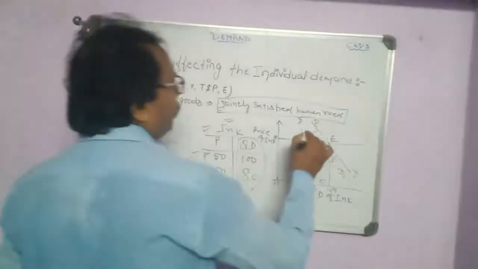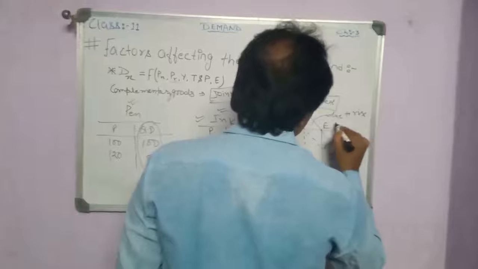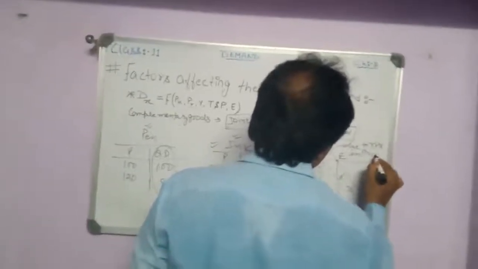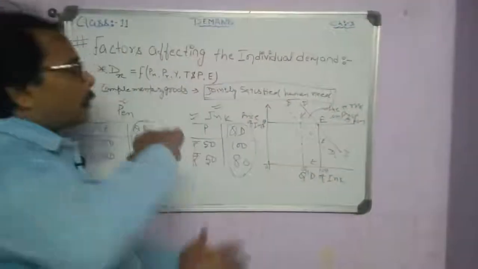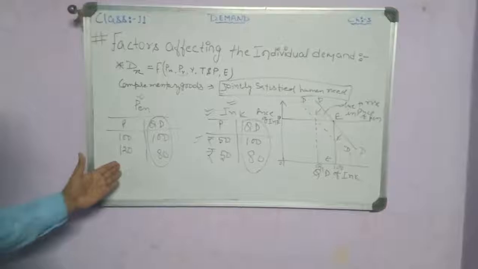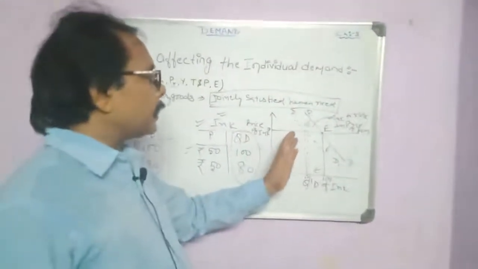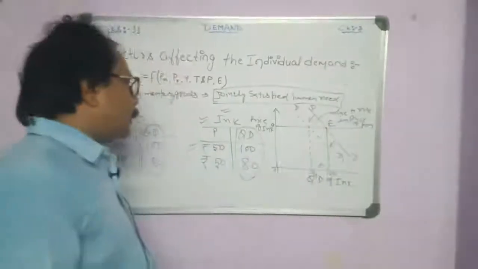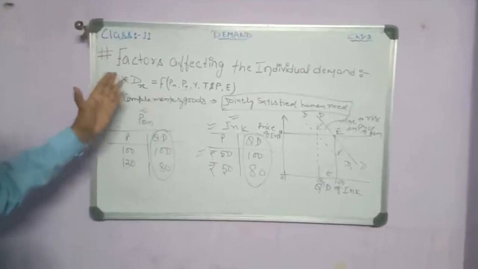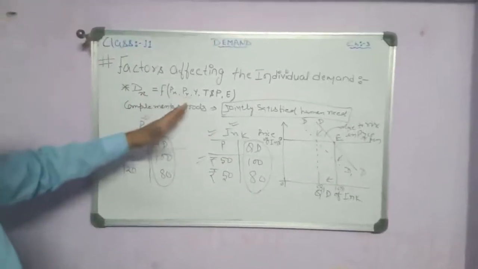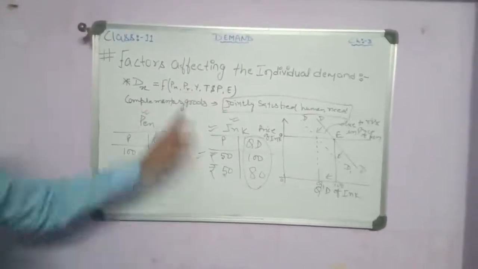So why does it happen? It happens due to a rise in the price of the pen. Is it clear? So in this way, if the price of the pen decreases, the quantity demanded of ink will increase, and in that case the demand curve will shift rightwards. So that is known as complementary goods and the factors affecting demand due to complementary goods.